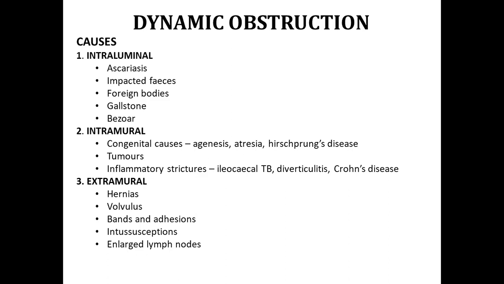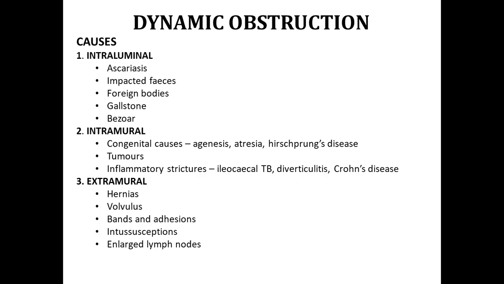Now, for anything that is a hollow viscus, anything that has a lumen inside, you can classify the cause as either intraluminal, that means within the lumen, intramural, within the wall of the viscus, or extramural, outside the wall of the viscus. So if they ask you, can you give us 5 causes of, let's say, ureteric obstruction? You know the ureter is a hollow viscus. So you can classify the causes into intraluminal, intramural, extramural.